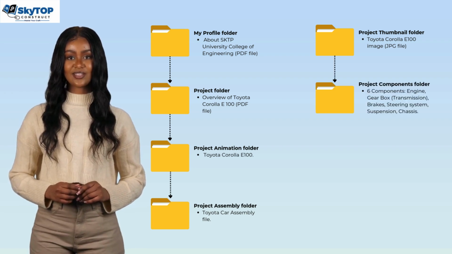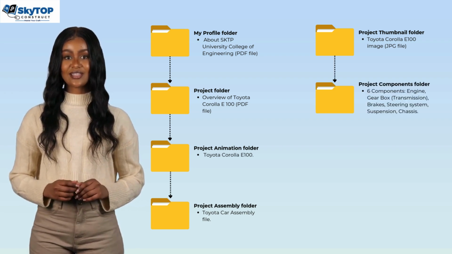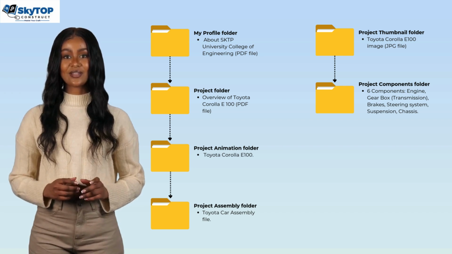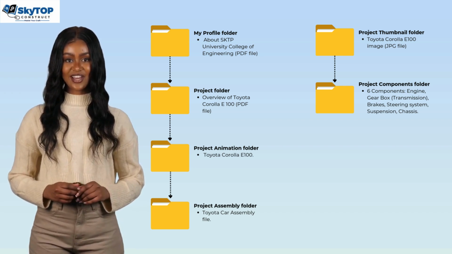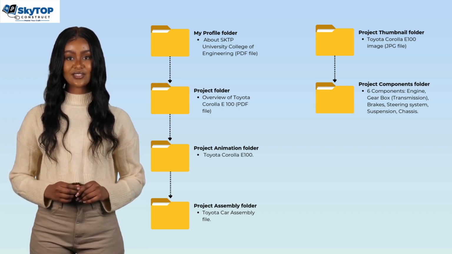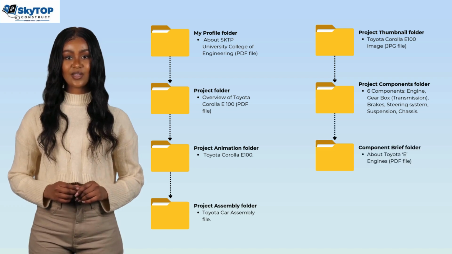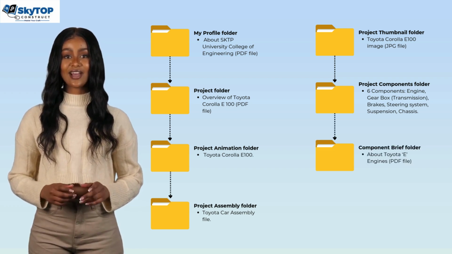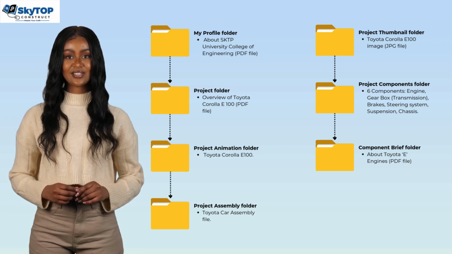Project Components folder contains components such as the engine, gearbox, brakes, steering system, suspension, and chassis. Next, the detailed folders for specific components contain: Component Brief folder contains a PDF with information about Toyota e-engines.